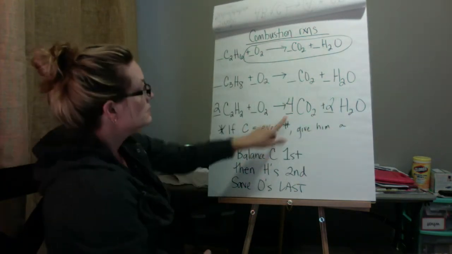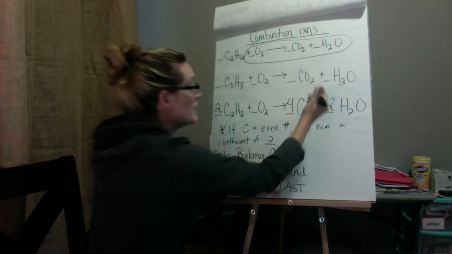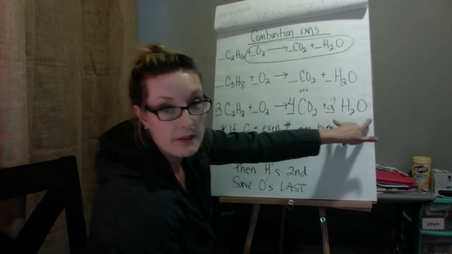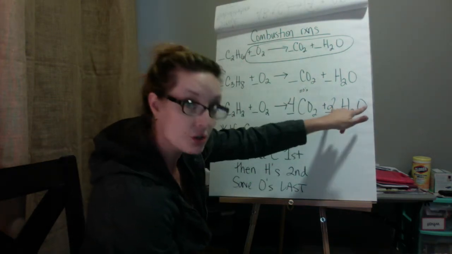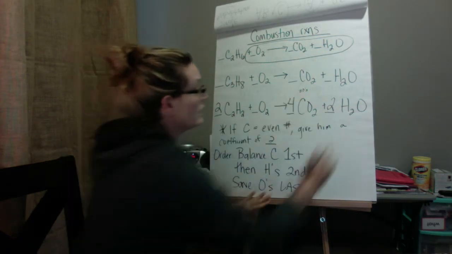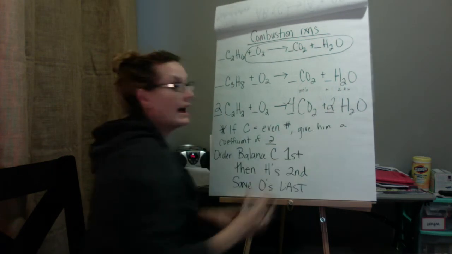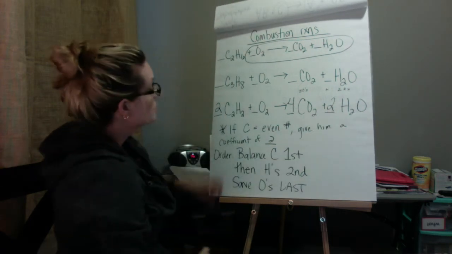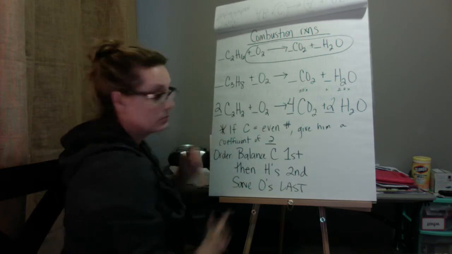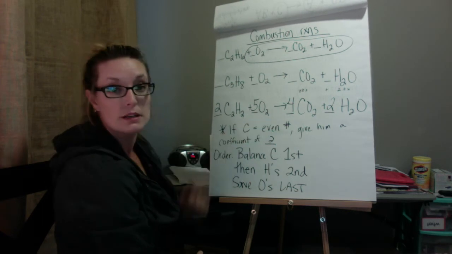oxygens. So I'm going to have to count. 4 times 2 means I have 8 O's right there. But then I also have how many O's right here? 2. Well, there's a plus sign in the middle, so I need to add all my oxygens up. I have 8 right here, plus 2 O's right here, so I have 10 total. So what number can I stick in the front here to give me 10 O's? A 5. 5 times 2 is 10.